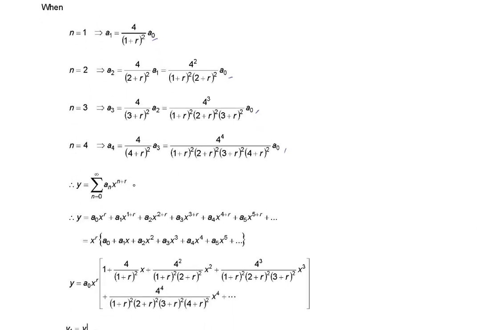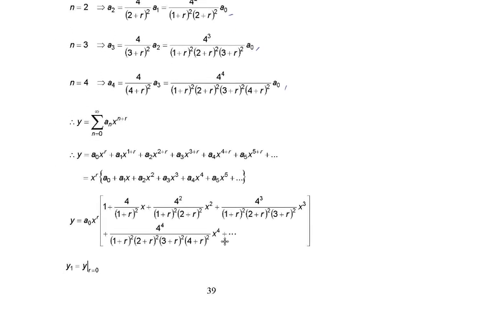And then we substitute again into our y, where y is equal to a naught x^r plus a1 x^(1+r), or we can factorize x to the power of r, so we get a naught plus a1 x plus a2 x squared and so on. And then we can put our a1 here as 4 over (1 plus r) squared, a2 as 4 squared over (1 plus r) squared times (2 plus r) squared and so on. Just substitute again.